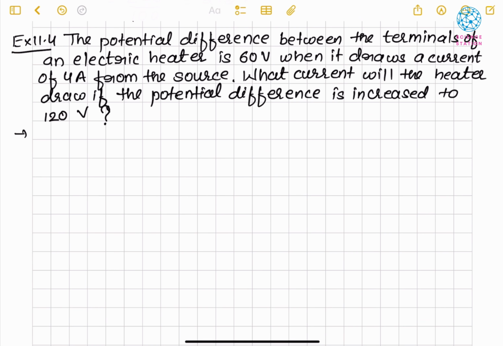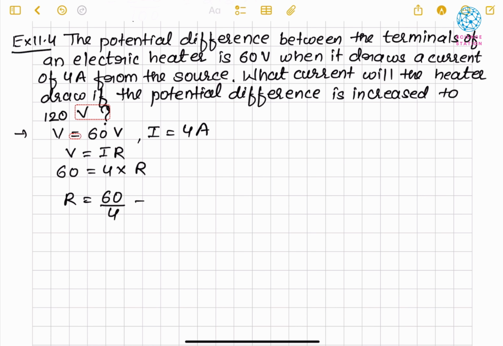Now example 11.4 says: the potential difference between the terminals of an electric heater is 60 volt when it draws a current of 4 ampere from the source. What current will the heater draw if the potential difference is increased to 120 volt? So first V equal to 60 volt and I is 4 ampere. Let us find the resistance. V will be IR, so 60 equal to 4 into R. So R will be 60 by 4, that is 15 ohm.